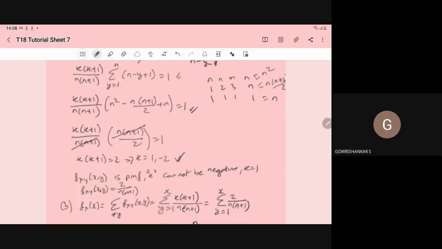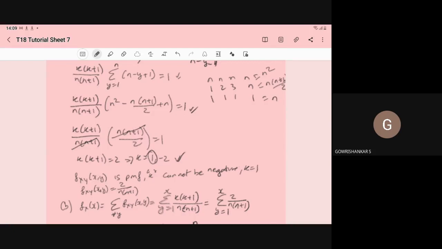Since it is PDF or PMF, generally we call it PMF when we have a discrete random variable, and PDF when we have a continuous random variable. So here the PMF should always be non-negative. For being non-negative, we have to consider k as positive only. K we have to consider as 1. So f(x,y) is the PMF, k cannot be negative, so we consider k equal to 1.